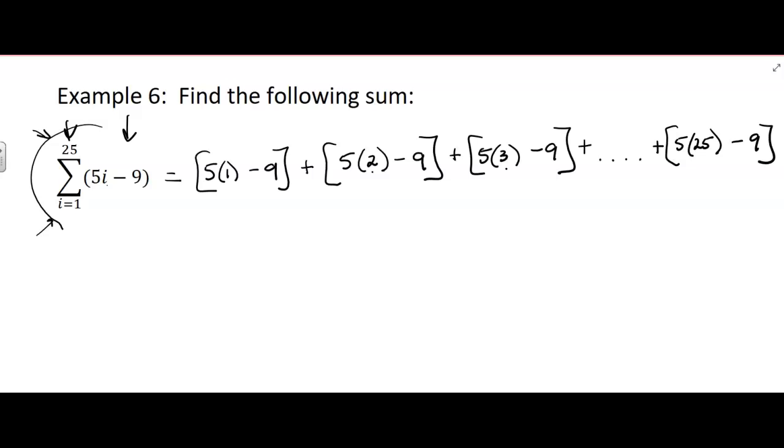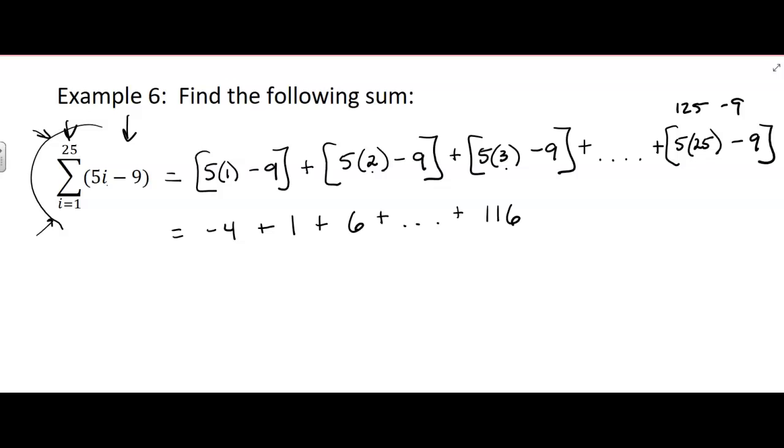Okay, this allows us to see what's going on. So you have 5 minus 9, which is negative 4, plus 10 minus 9, which is 1, plus 15 minus 9, which is 6, plus, and then we don't know, we should find another term, plus, oh, I don't want a parenthesis. It's going to be 125 minus 9, so what's that, 116?